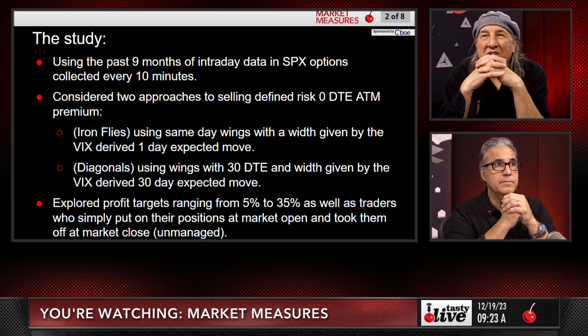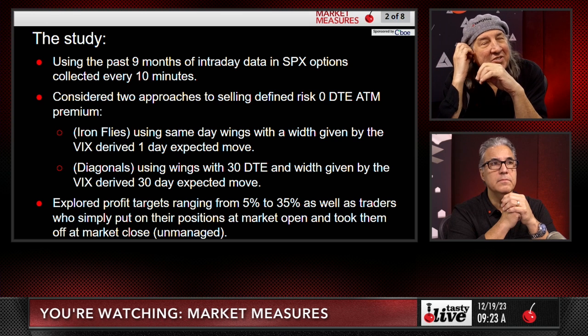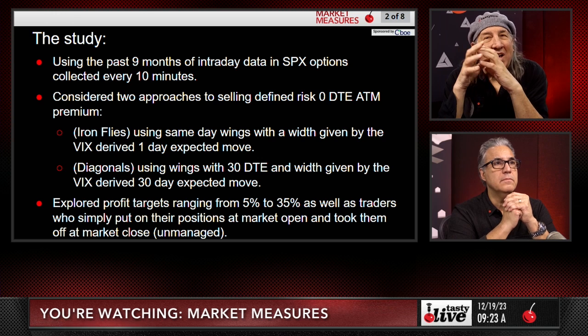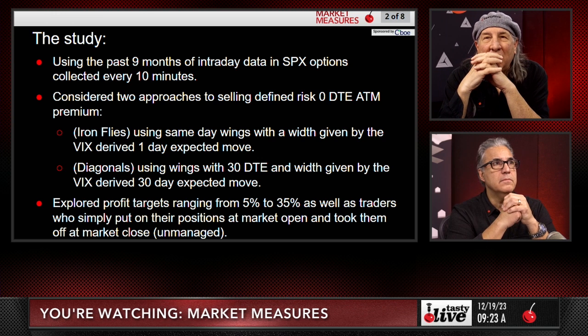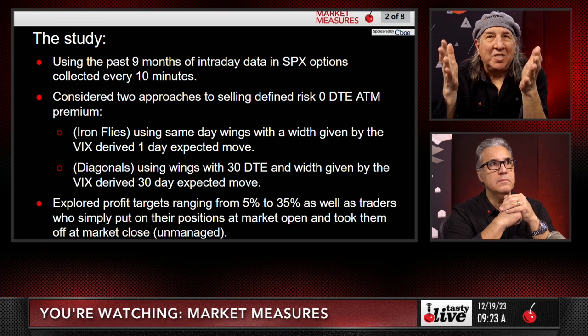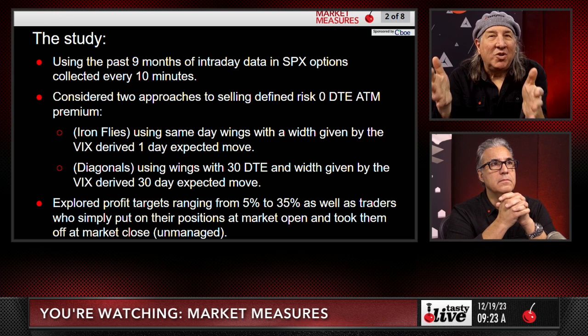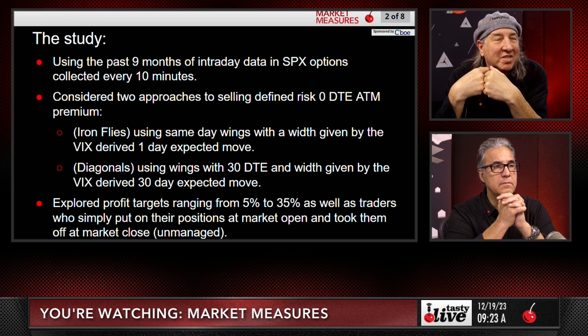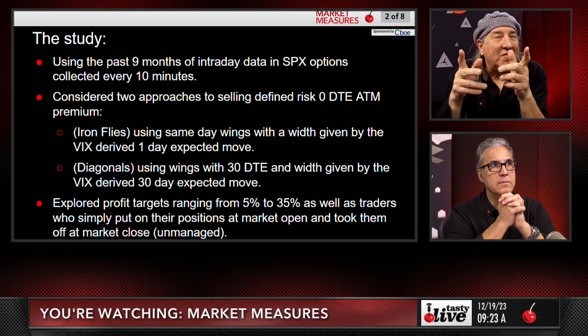So Iron Fly is using the same wings with the width given by the VIX, derived from a 1 day. So they're doing an Iron Fly with same day wings versus the diagonals, which is the one we're doing. I did the second one on here, the diagonals. The Iron Fly one I didn't do.